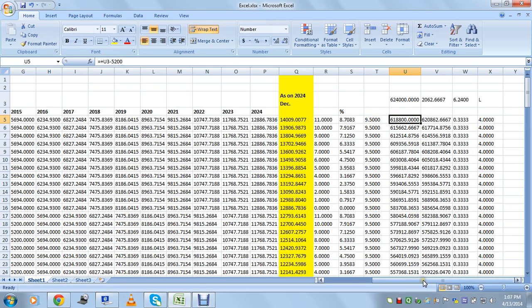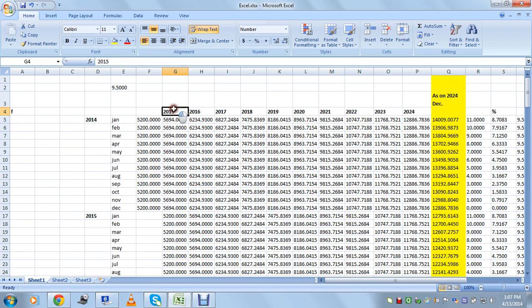Let me put it in simple words. These are the number of years: 1, 2, 3, 4, 5, from 2014 January to December. This is the monthly installment you have invested in a recurring deposit, and the next year it turns out with 9.5% interest. That is 1 plus 9.5 divided by 100. 9.5 divided by 100 is 0.095, which added to 1 gives 1.095. So roughly your amount turns every year by 1.095. For 5,200 it is 5,694.